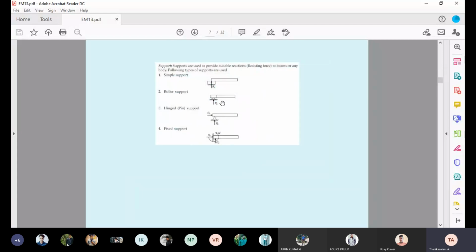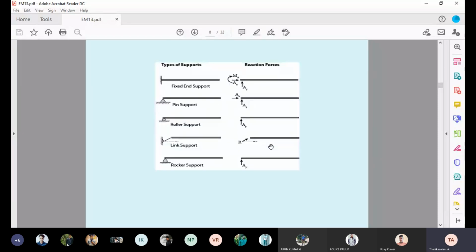A roller support has only one reaction. A simply support has only one vertical reaction. Support means reaction, no? Every action has an equal and opposite reaction, so the support is replaced with reactions. Then hinged support, pin support, has two reactions, RX and RY. Then fixed supports.